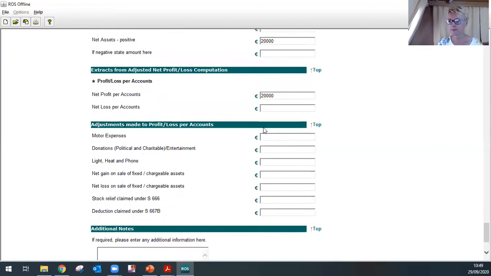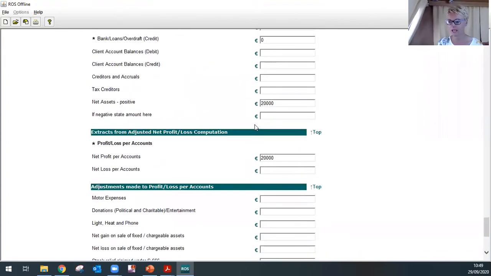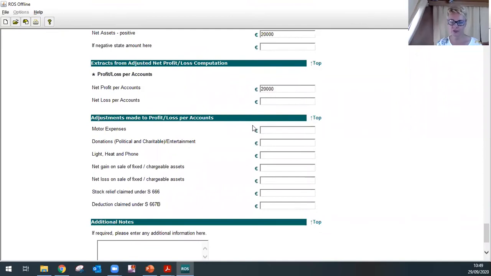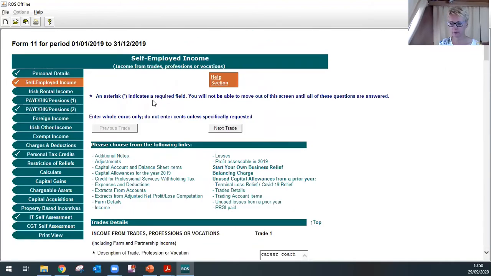So for instance, you had motor expenses of 1,000. And half of that related to your private use. So you would enter half of that in here. That's in very general terms. So that was your self-employment section, self-employed section.